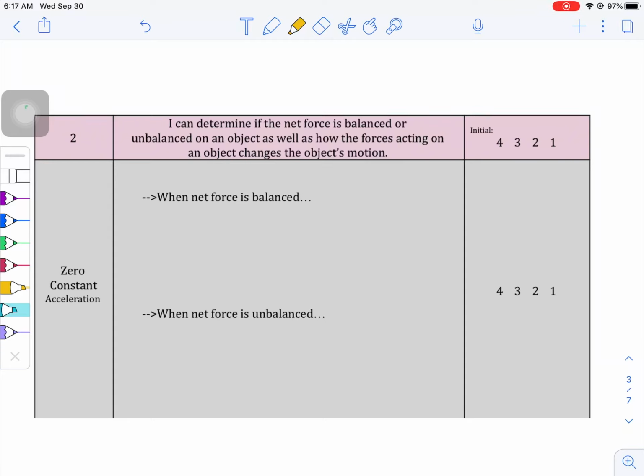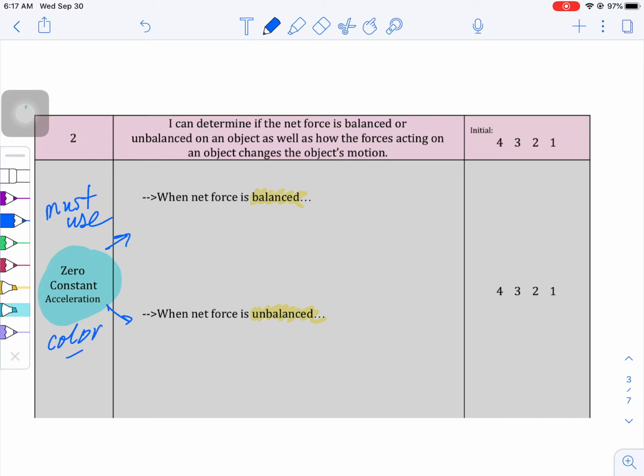For forces and Newton's laws learning target number 2, we're looking at the difference between when the net force is balanced and unbalanced. So there's a couple things that we want to take into consideration as we start to think about this topic. First of all, just a reminder, we do want to include these words. These are our must-use vocab words. So they need to show up in our explanation, and we also need to make sure that they are color-coded.